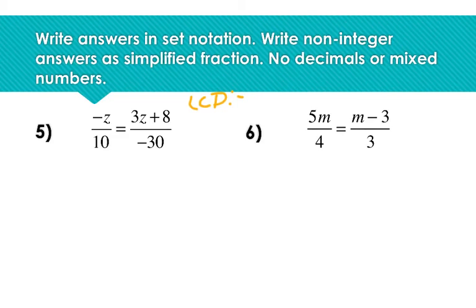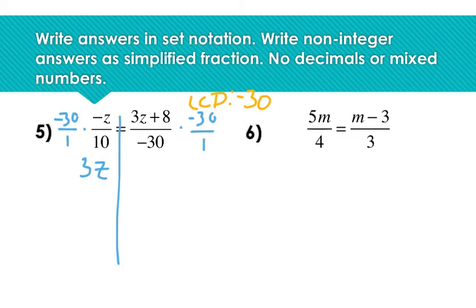But 10 and 30, well, if we count by tens, we go 10, 20, 30. Well, that's 30. So negative 30 is going to be our least common denominator. So let's go ahead and multiply both sides of this equation by negative 30 over 1. Alright. So on the left, we have negative 30 times negative z, which makes it a positive 30z. And then we divide that by 10, so we end up with 3z.